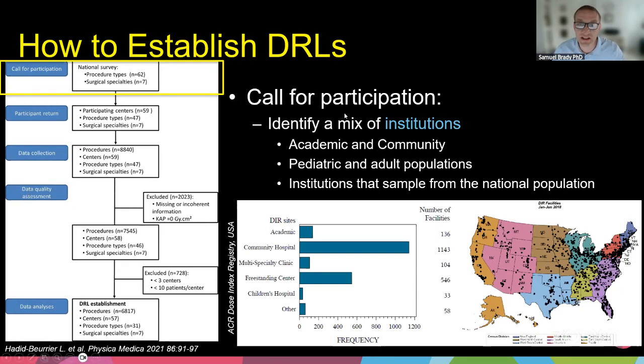So the first is, once you've established a national organization or entity to own this process, they then need to make a call for participation. They need to invite all of the imaging hospitals or clinics throughout the nation to participate. When you do this, instead of just doing it blanket across all the country, it's helpful to break the country up into sections or zones.